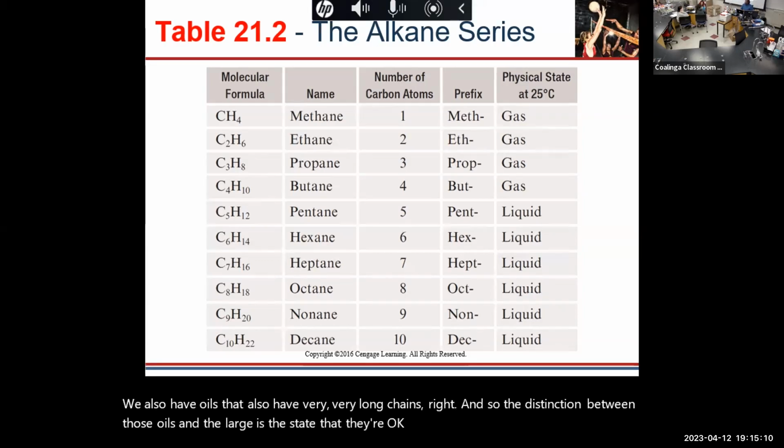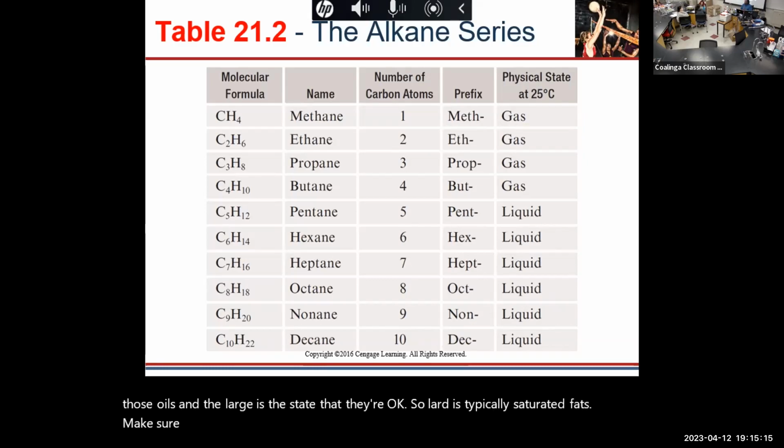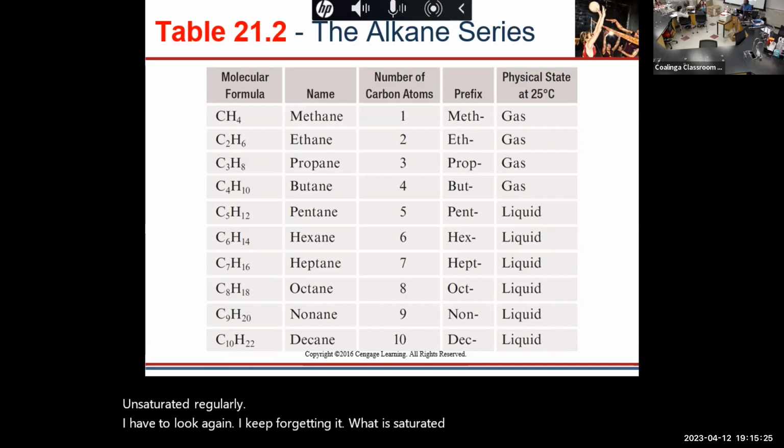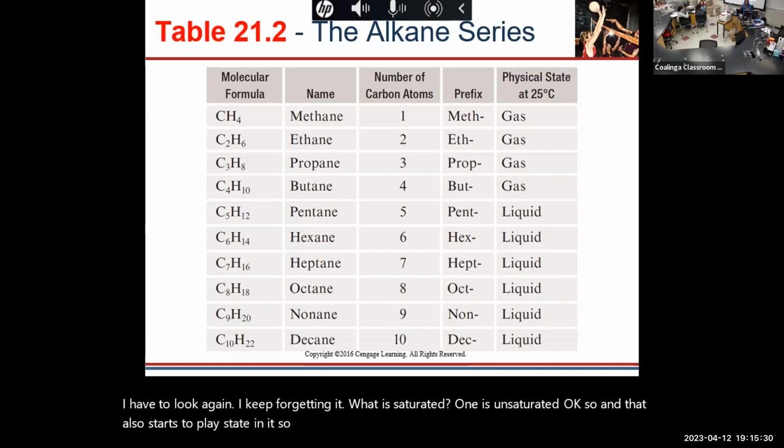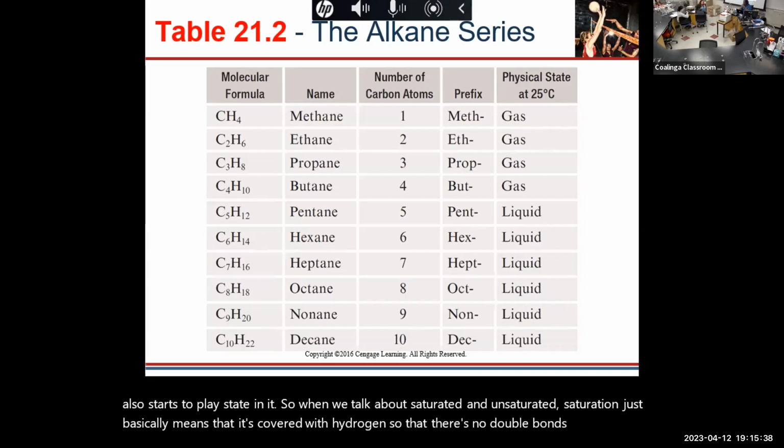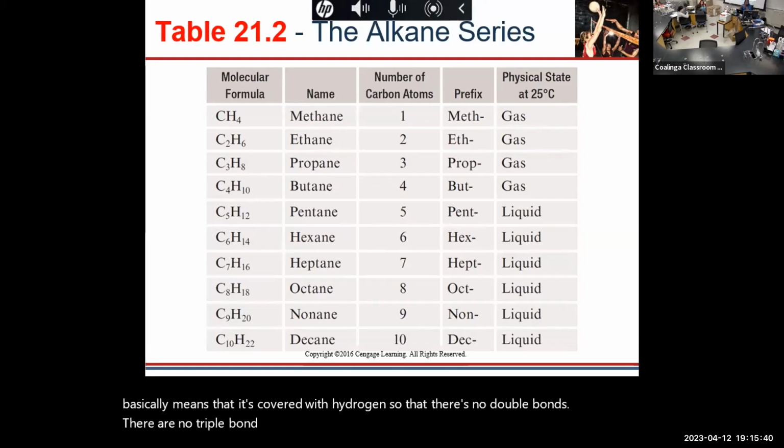So lard is typically saturated. Unsaturated. I have to look. I keep forgetting it. One is saturated, one is unsaturated. Okay. So, and that also starts to play a role in the state. So when we talk about saturated and unsaturated, saturation basically means that it's covered with hydrogen, so that there are no double bonds, there are no triple bonds. It's all single bonds. And so you know that the alkenes and alkynes, those are double bonds, triple bonds. So it has no alkenes and alkynes.